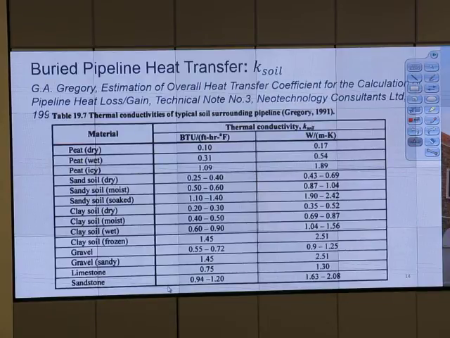So if it is not given, you have to guess which value is reasonable for you. So you just pick one. Okay, if you have a sand soil and it looks dry, it's not that wet, so you use this range. If it's wet, use that range. Okay?